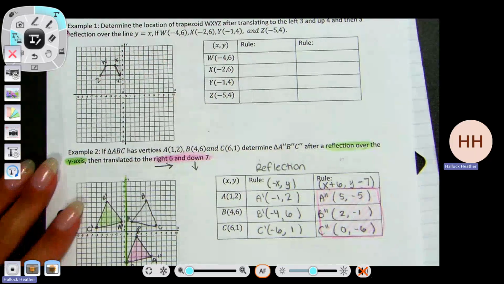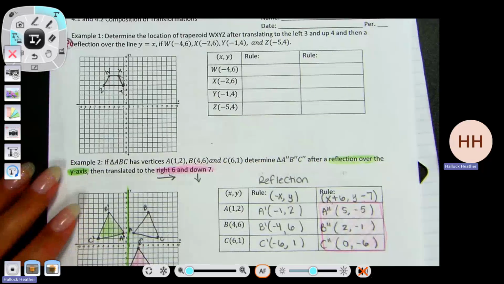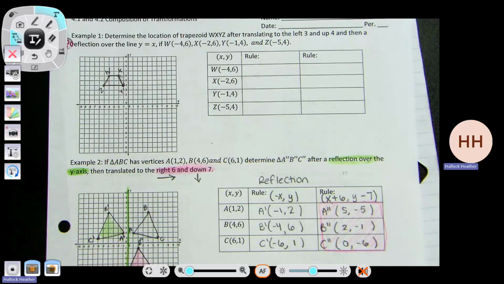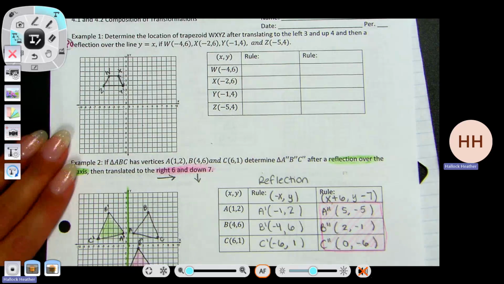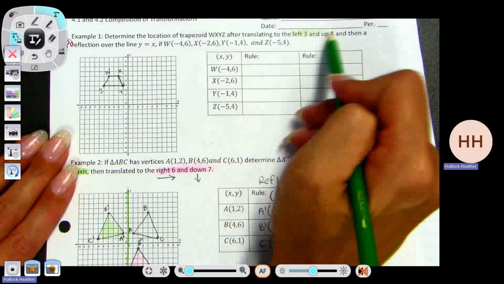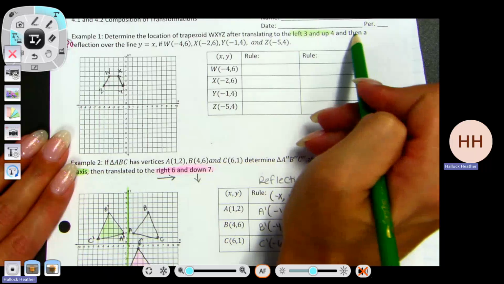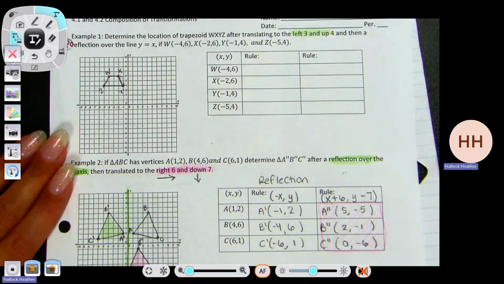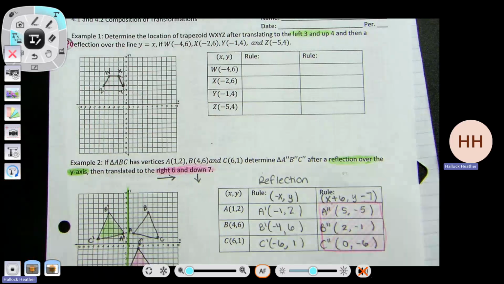What does it say I have to do first for number 1? Left 3, up 4. So the first thing I have to do, it says translate left 3, up 4, then, meaning next, I reflect. So I can't reflect yet. I have to go left 3, up 4. So take a second. You're going to move your little baby trapezoid left 3 and up 4. So it's going to end up in that top left corner.